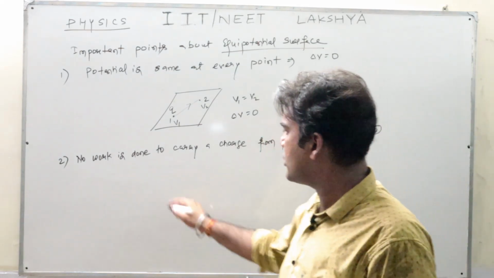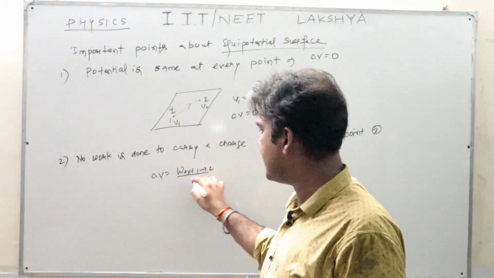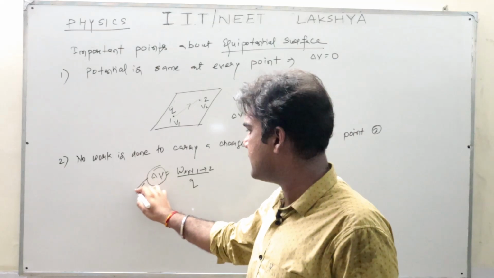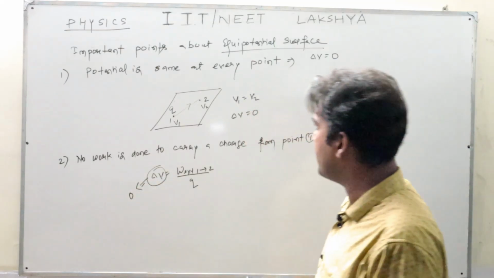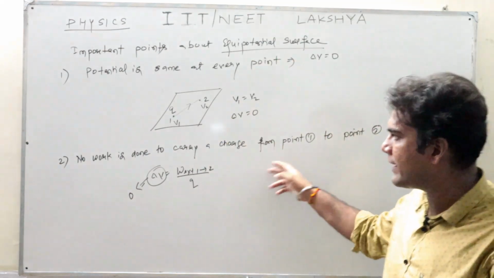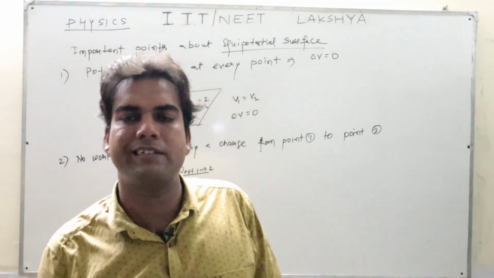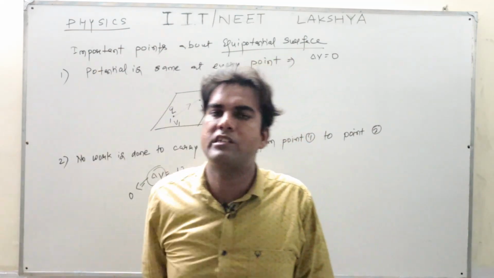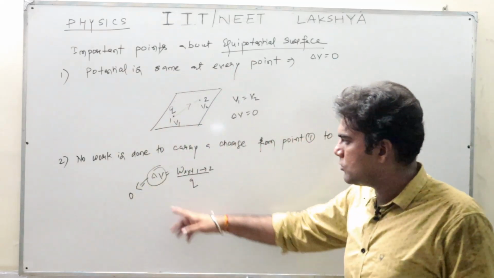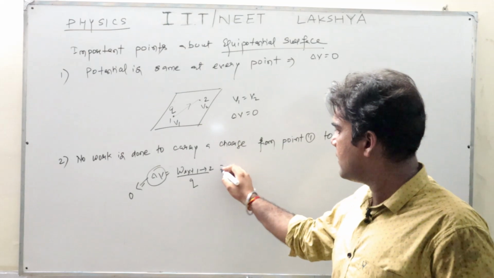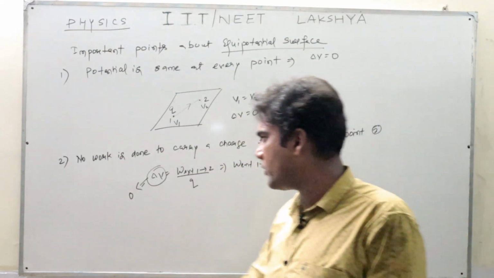Why? Because we know delta V is W external from 1 to 2 divided by q, but delta V is how much? 0. Delta V is 0 because that is the equipotential surface. See, no work is done only in the case of an equipotential surface. If it is not an equipotential surface, then obviously there will be a difference of potentials and some work has to be done by an external force. So delta V is 0, which means W external from 1 to 2 is also 0. That is point number 2.